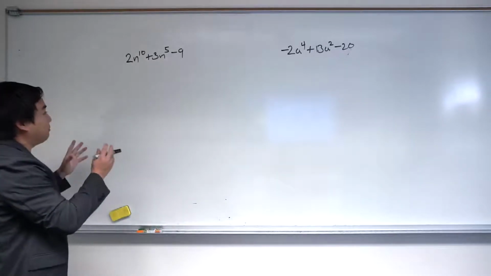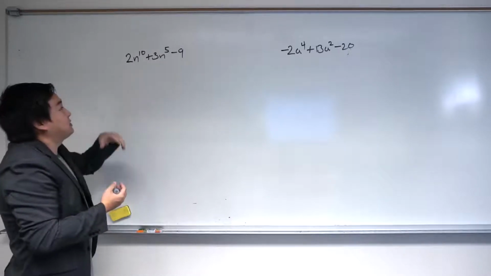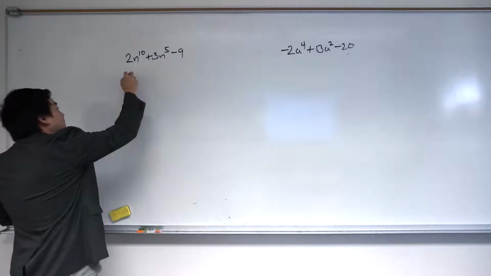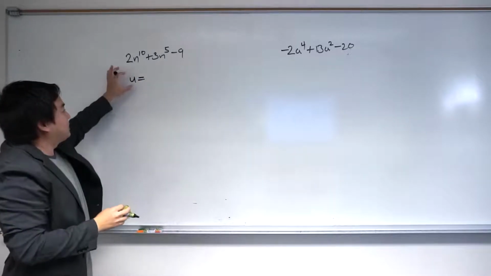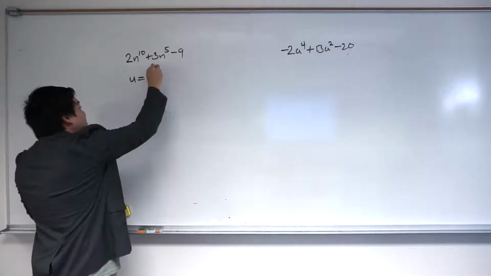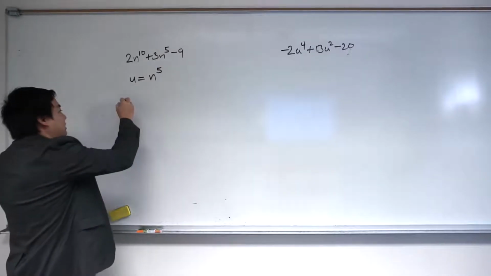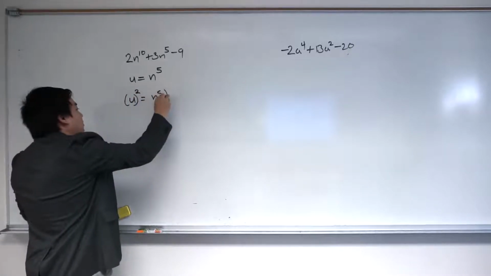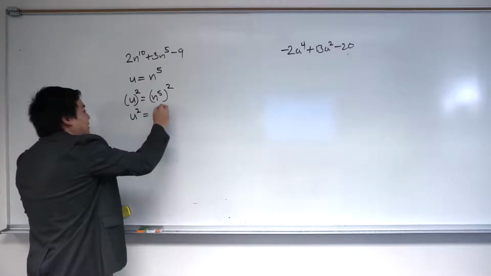So same process here. We want to try to factor out the GCF if we can. In this case, it is impossible. So the next step is to do a U sub. What we're going to do is take the U value and set it equal to the smaller of the variables. Now, notice that if we square both sides, what you get is U squared is equal to n to the 10th.